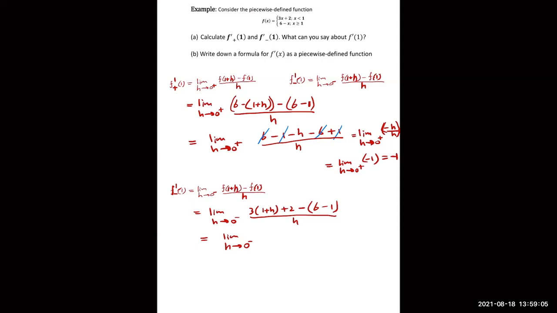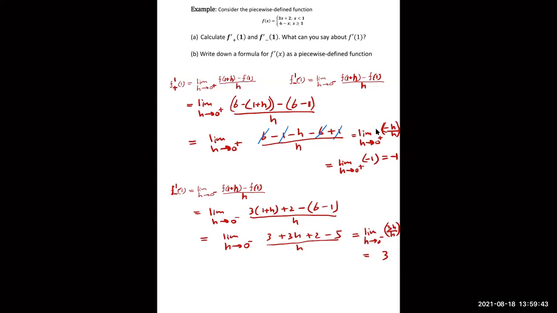If you simplify your top, you get 3 plus 3h plus 2 minus 5, divided by h. Simplifying this, you will see that this is going to be equal to the limit as h goes to 0 from the left-hand side of 3h divided by h. The answer is clearly 3 because I can cancel this h and h. The limit as h approaches 0 of 3 is 3 itself. Okay, so we get the left derivative to be 3.